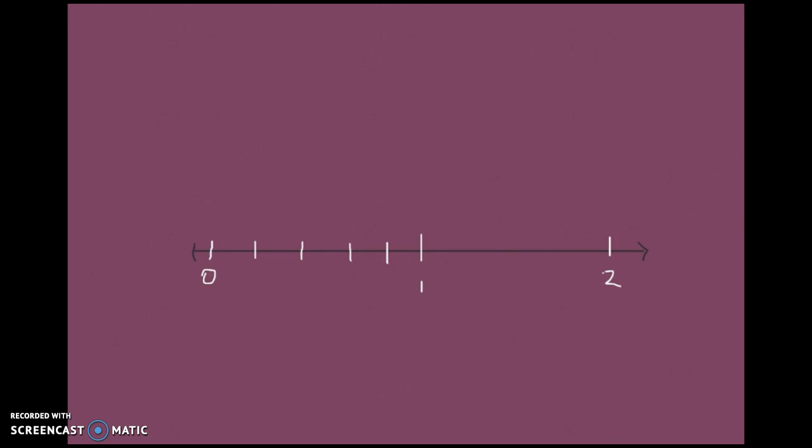And so what would you think would be a good label for this number right over here? I'll highlight the space for you. What would be a good number to represent this? Think about it for a few seconds.